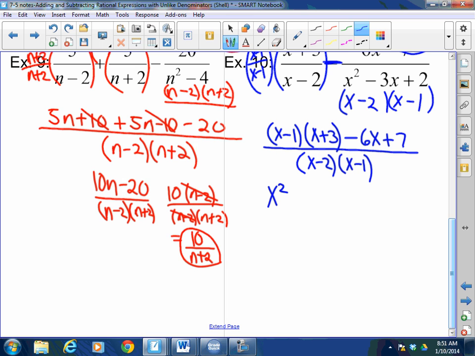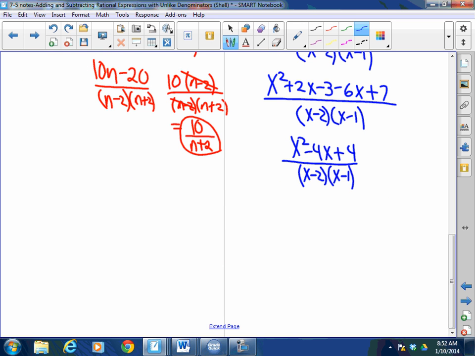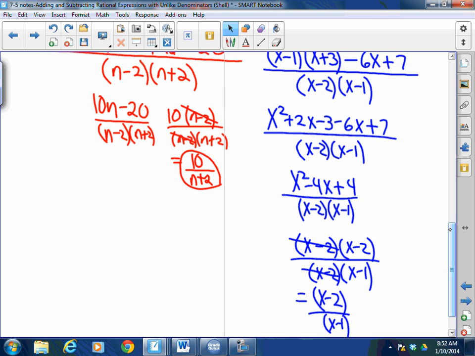x times x is x squared, plus 3x minus x, so that's plus 2x, minus 3 minus 6x plus 7, all over x minus 2, x minus 1. So I've got x squared minus 4x plus 4. Oh, this is a great one. In this particular one, you can factor the numerator. This numerator factors out to be x minus 2 times x minus 2 over x minus 2 times x minus 1. Cancel out the x minus 2's. My answer is x minus 2 over x minus 1. And that's it.